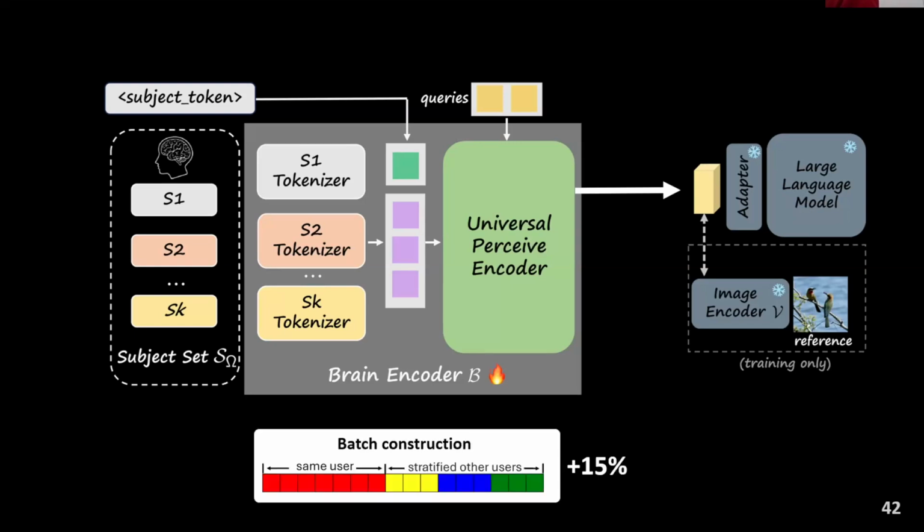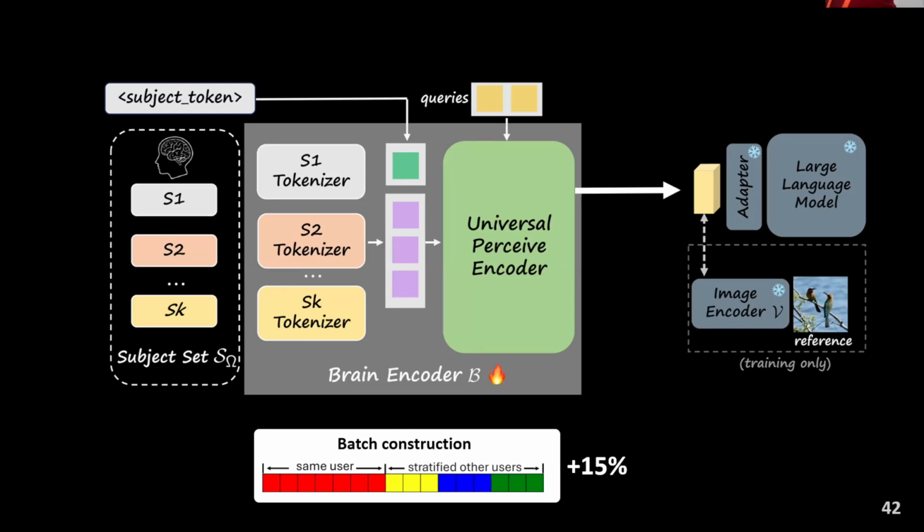And just a mention about how to train this kind of model. One thing that we noticed is that if we train simply with a normal random batch, this type of model completely underperforms. What we found is that we need to put a minimum amount of data from the same user. So we select a user randomly and fill the batch with 50% of fMRI coming from that user, and the rest of the batch is filled in a stratified sampling manner from the other users. And this simple technical trick improved performance already by 15%.